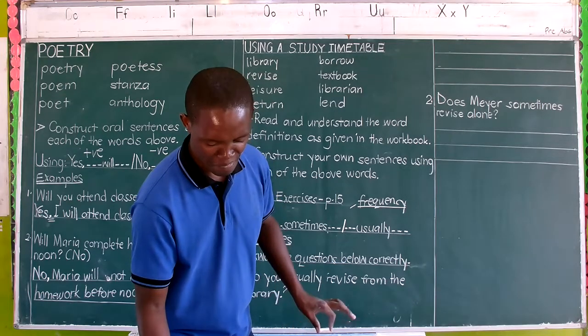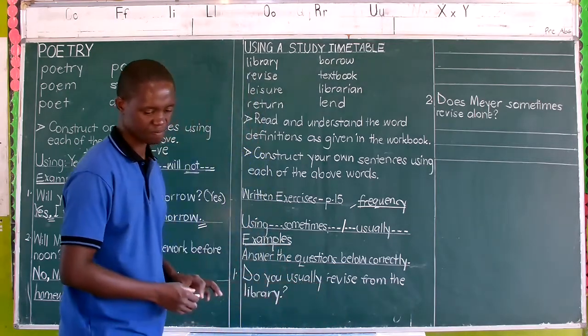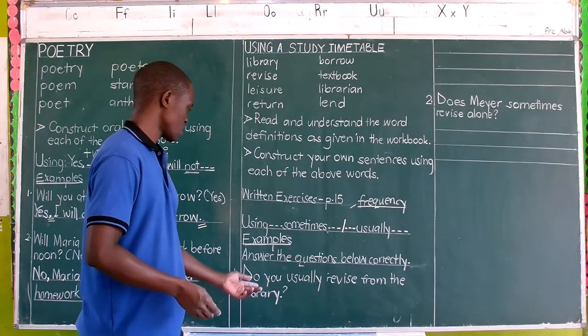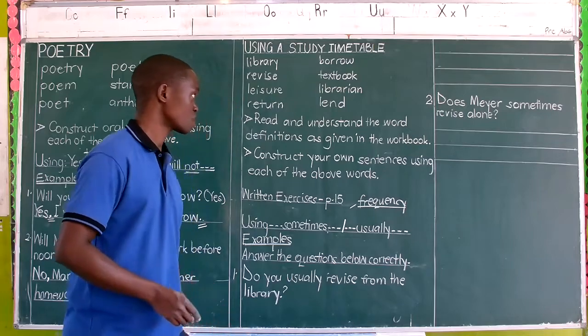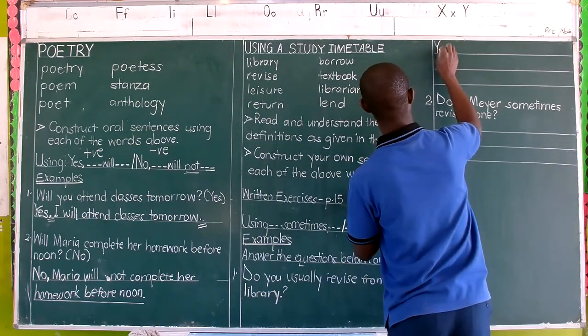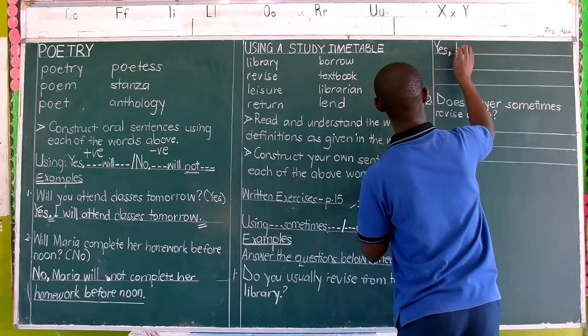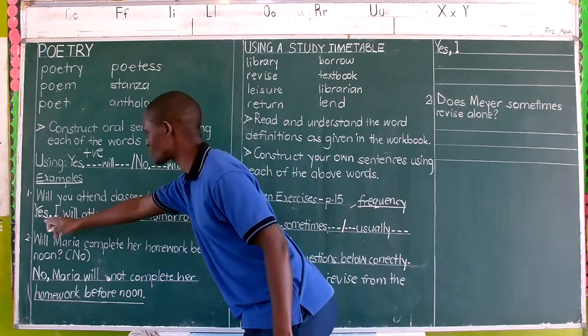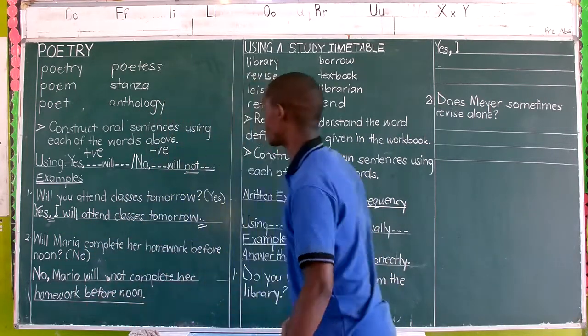Yes, they are limiting you to which words to use. So here I'm going to use either yes or no. Do you usually revise from the library? My answer is yes, comma. I just check. This one is not different from this. We have already seen how to use yes or no in our answers.